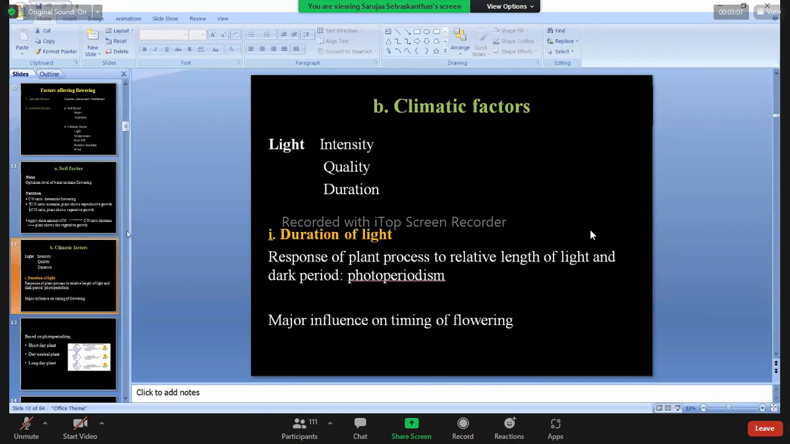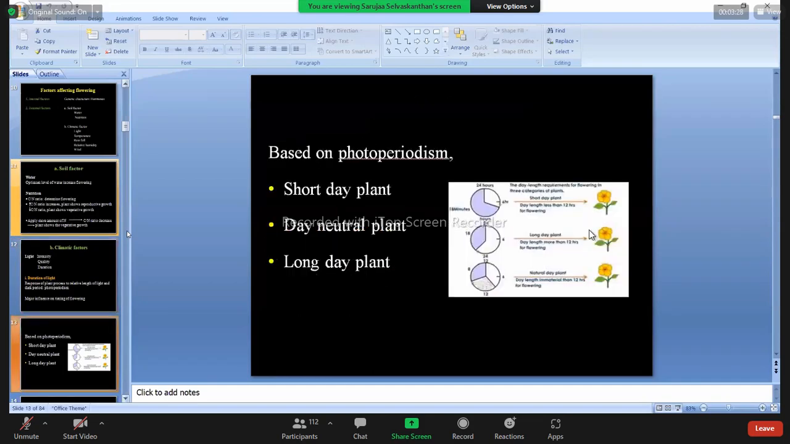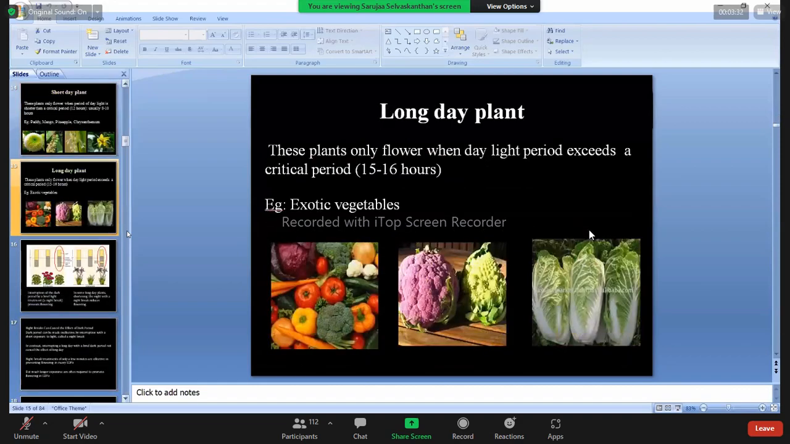Thereafter, climatic factors. The main factor is light. Under light, there is intensity, quality of light, and duration, the photoperiod. These three influence flowering. Duration of light, we have studied. Based on the duration of light that a particular plant needs for flowering, we categorize the plants into three: short day, long day, and day neutral plants.